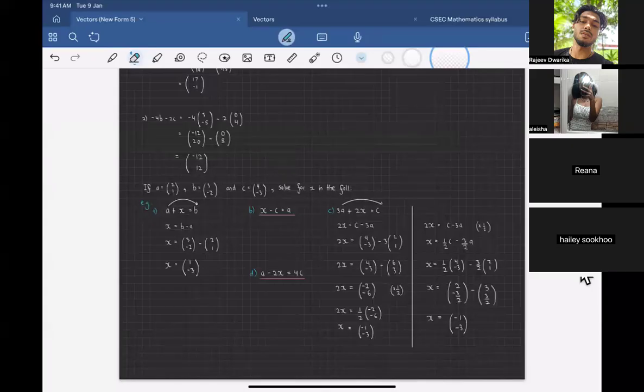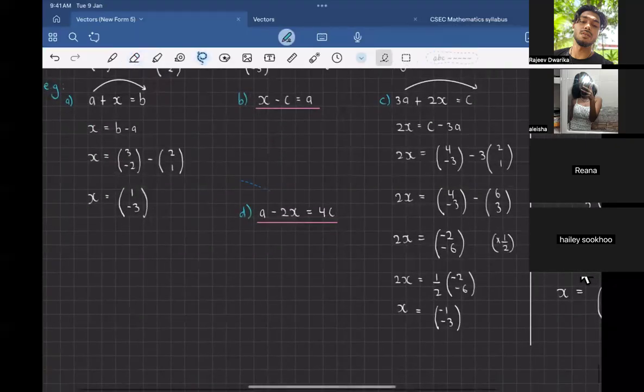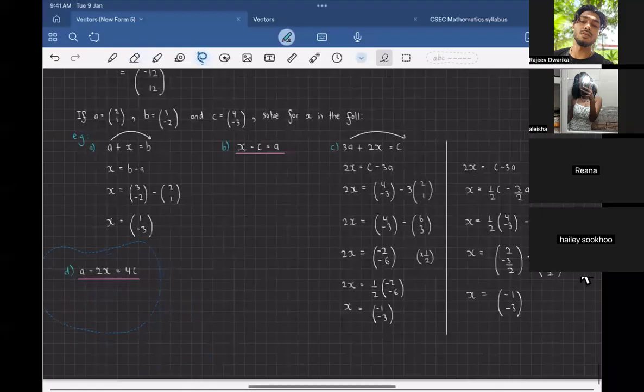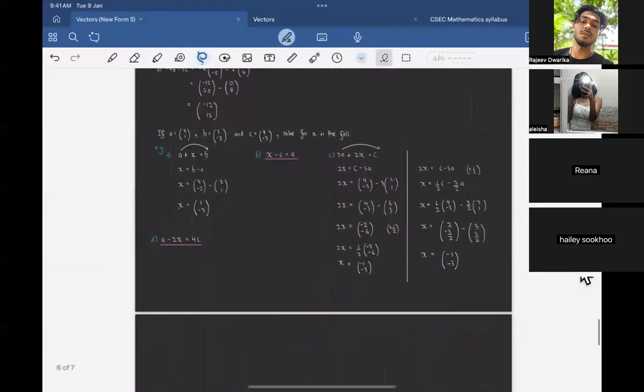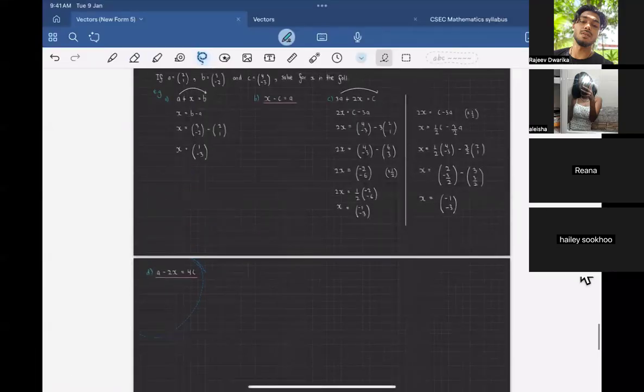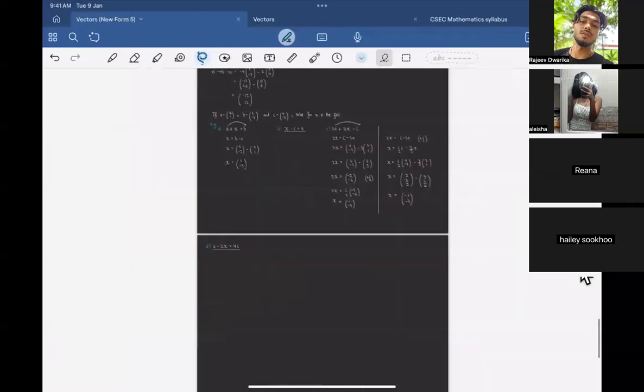So I think question B was real easy. So I'll put on the working, and I'll show you how to do D, because I'm struggling with D. I'll go through it. But D is not so different from C. It's kind of similar.